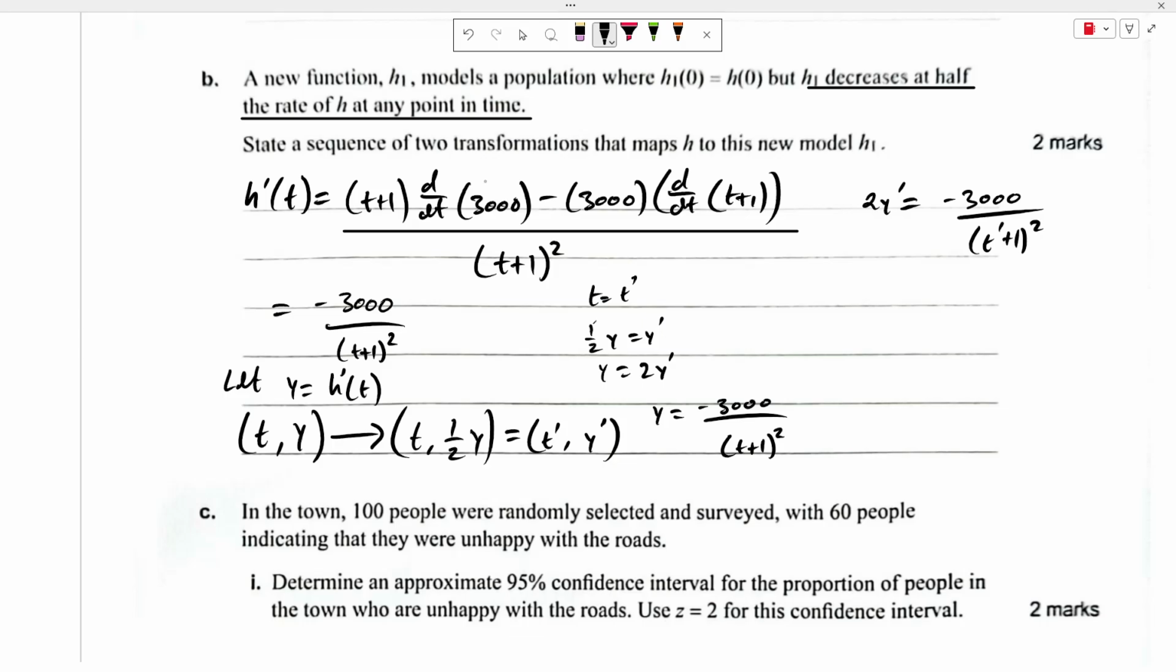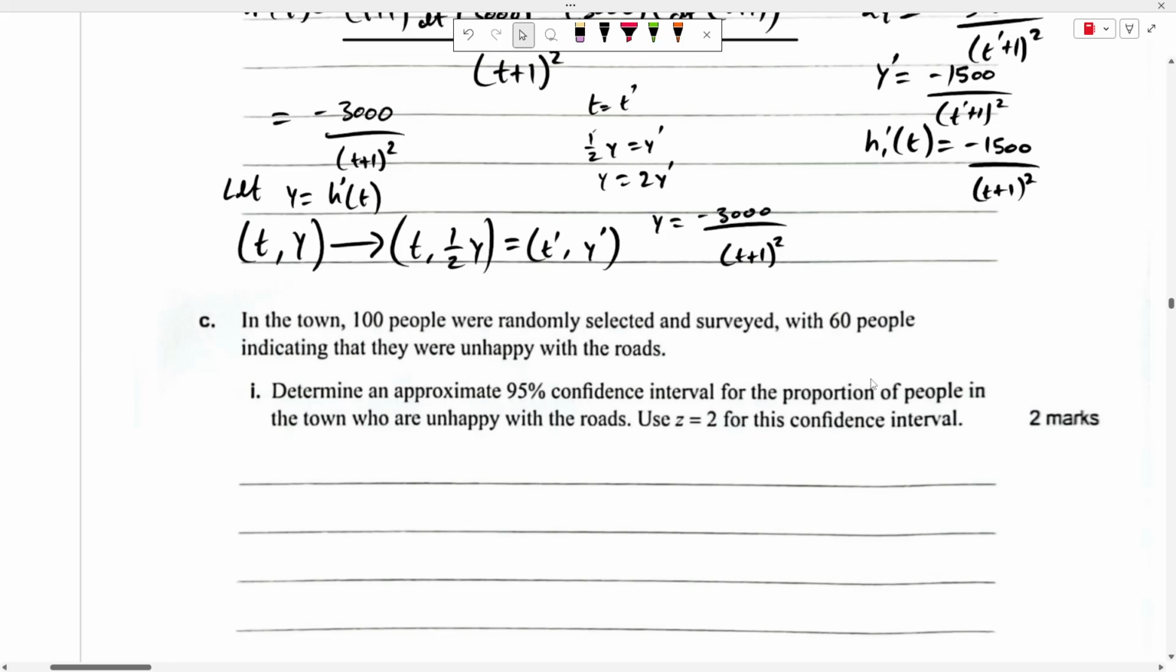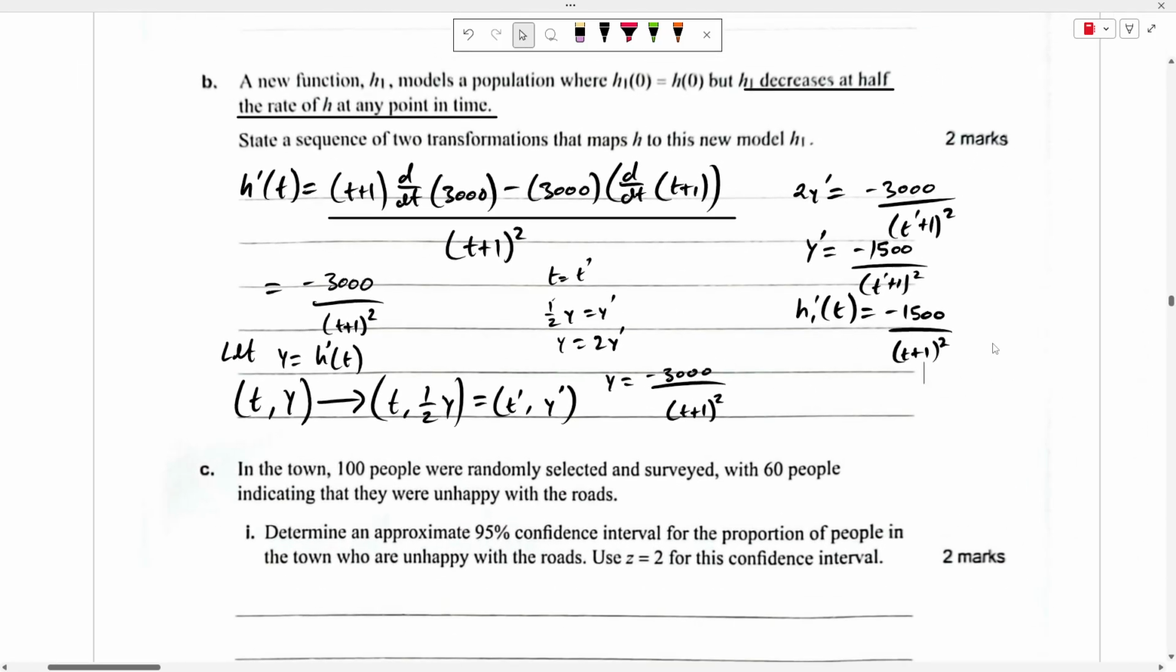And so we can move this 2 to the other side by dividing by 2 on both sides. If you divide by 2 on both sides, you can cancel out this negative 3,000 and the 2 to get negative 1,500 over (t dash plus 1) squared. So the derivative function of h1 is actually going to be this right here, because this is decreasing at half the rate of the original. So how do we find h1?